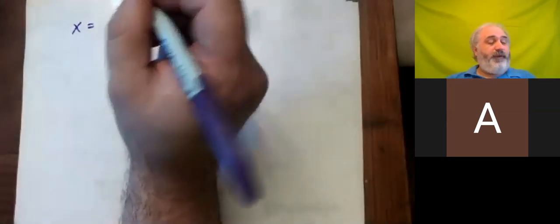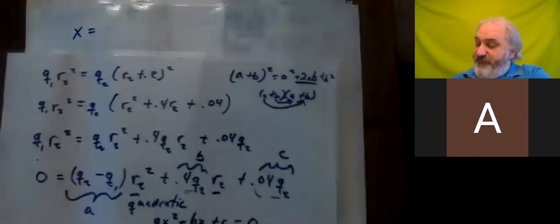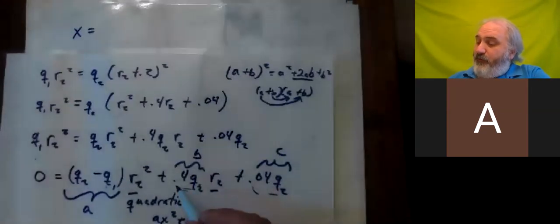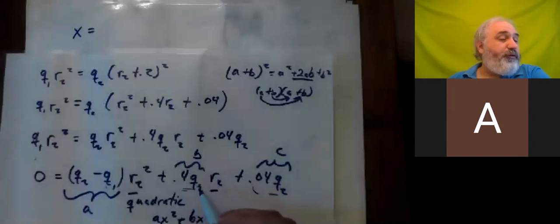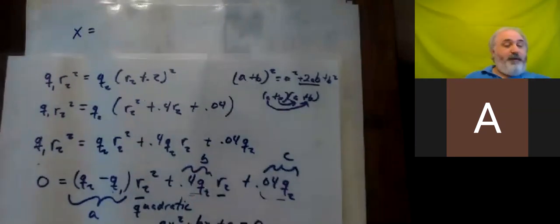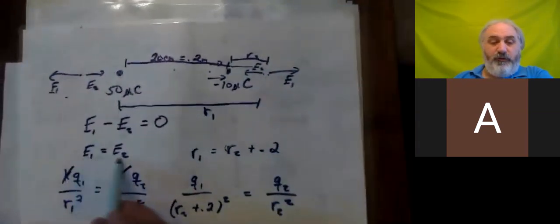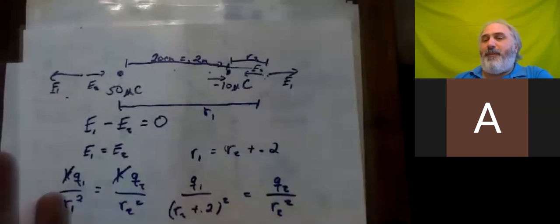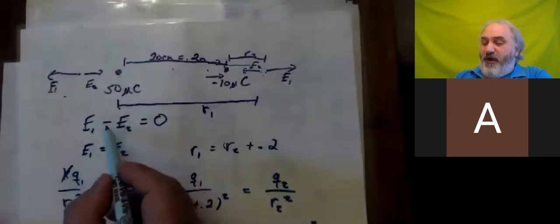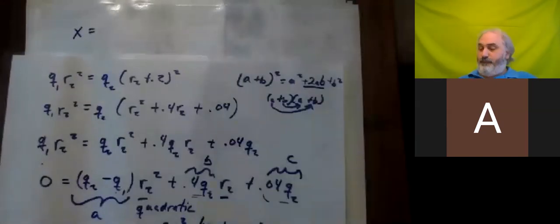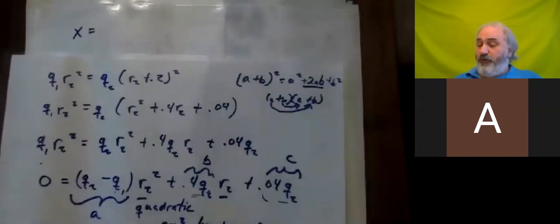All right, so in this problem, I need negative b, but b is 0.4 times Q2. And what was Q2? Q2 was negative 10. Yes, but remember that what we're doing is the magnitudes. So we're never going to put a minus sign in there. The minus sign we already took care of by putting that there. So we'll just use 10.